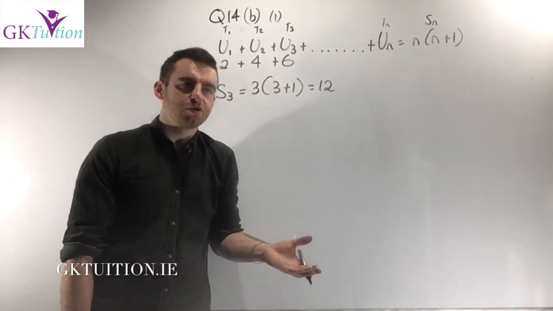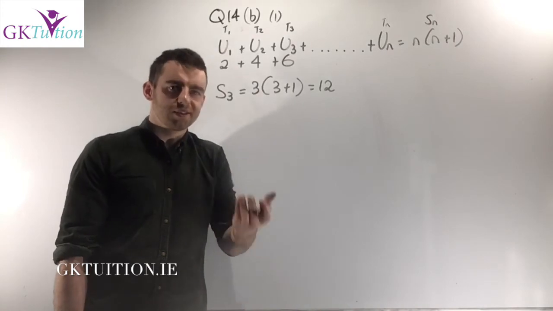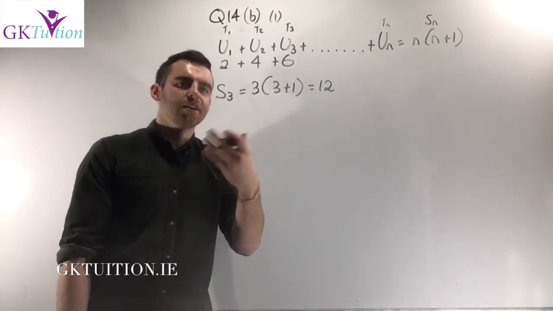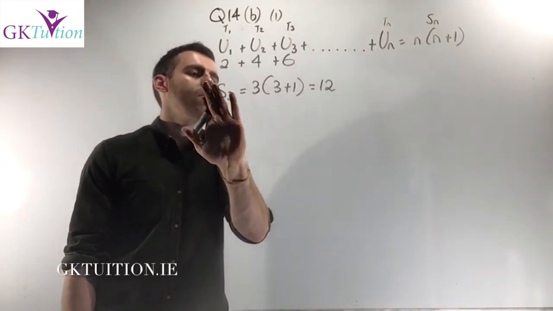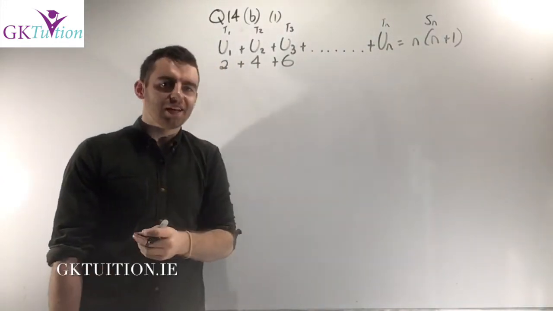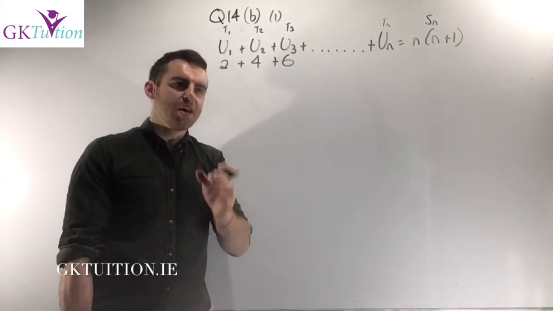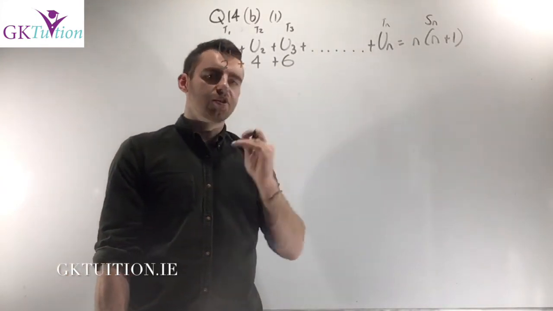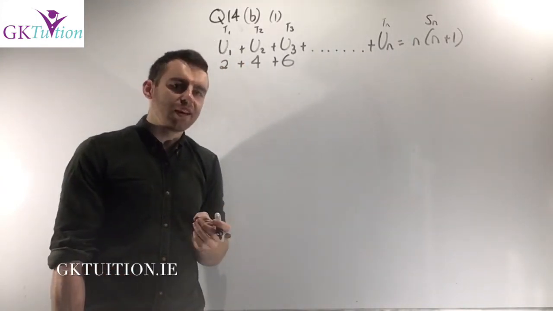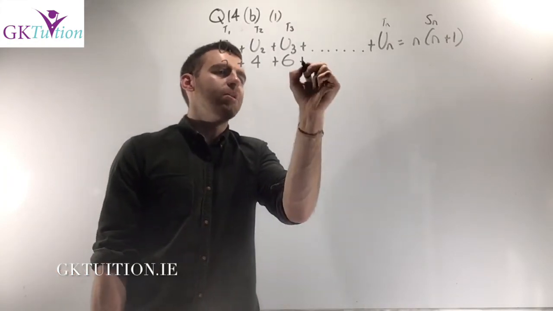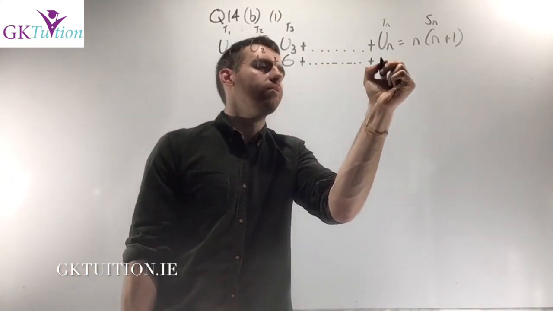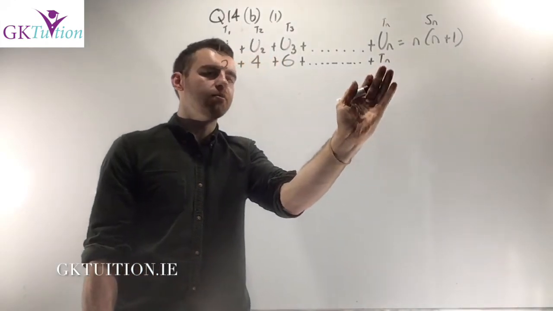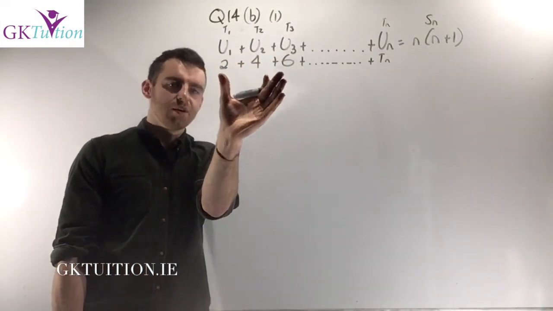Now I can see that there's a trend. 2 plus 4 plus 6 plus 8 plus 10. If I continued on, it's just going to keep on going up in 2s. So now I can deduce that this is actually just an arithmetic sequence. I now have an arithmetic sequence, and I need to express un in terms of n. To get un in terms of n, then that just means I need to find the general formula. I need to find Tn, the general formula for this arithmetic sequence.